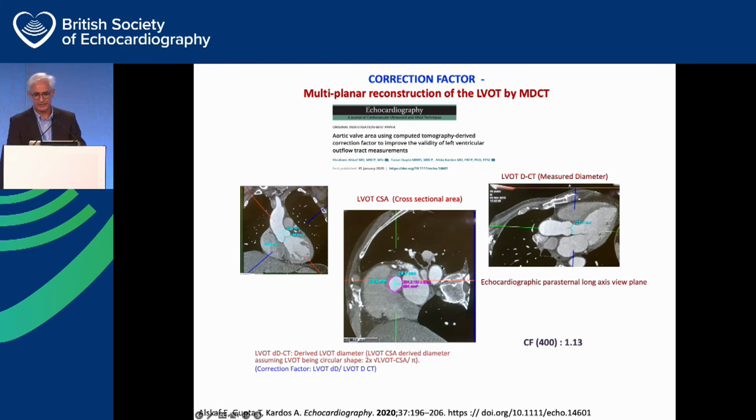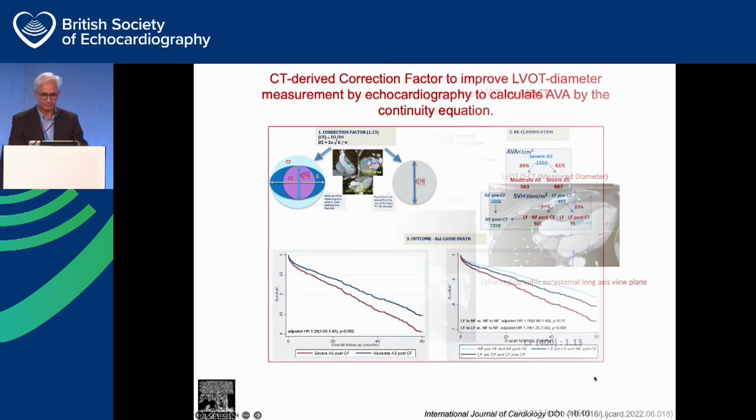And that's what it looks like. In multiplanar reconstructions, we measured the LVOT diameter, mimicking an echographic parasternal long axis view. We also measured the planimetry of the LVOT area, which we then forced into a circle, assumed to be a circle, and we derived a diameter from it. This derived diameter we divided by the measured diameter to define the correction factor.